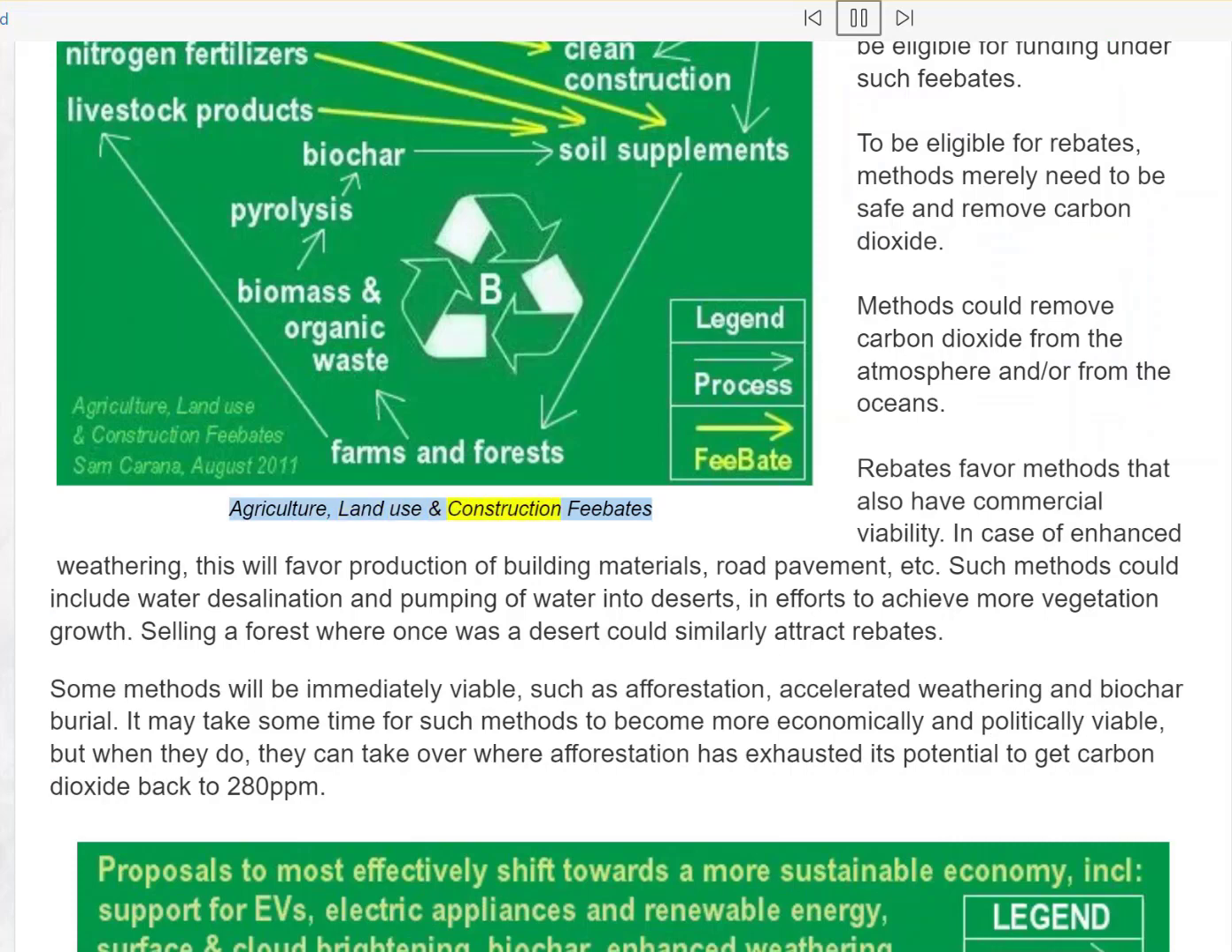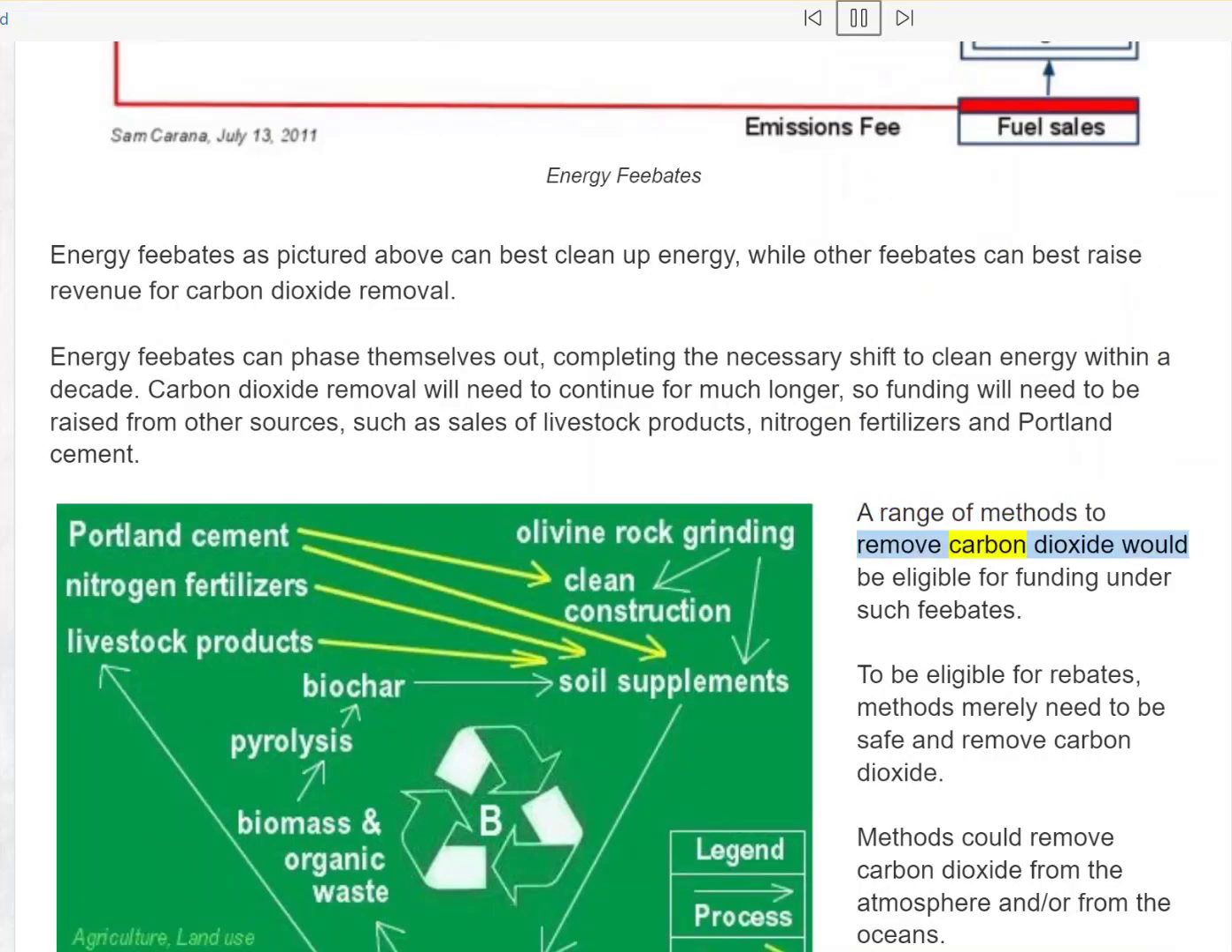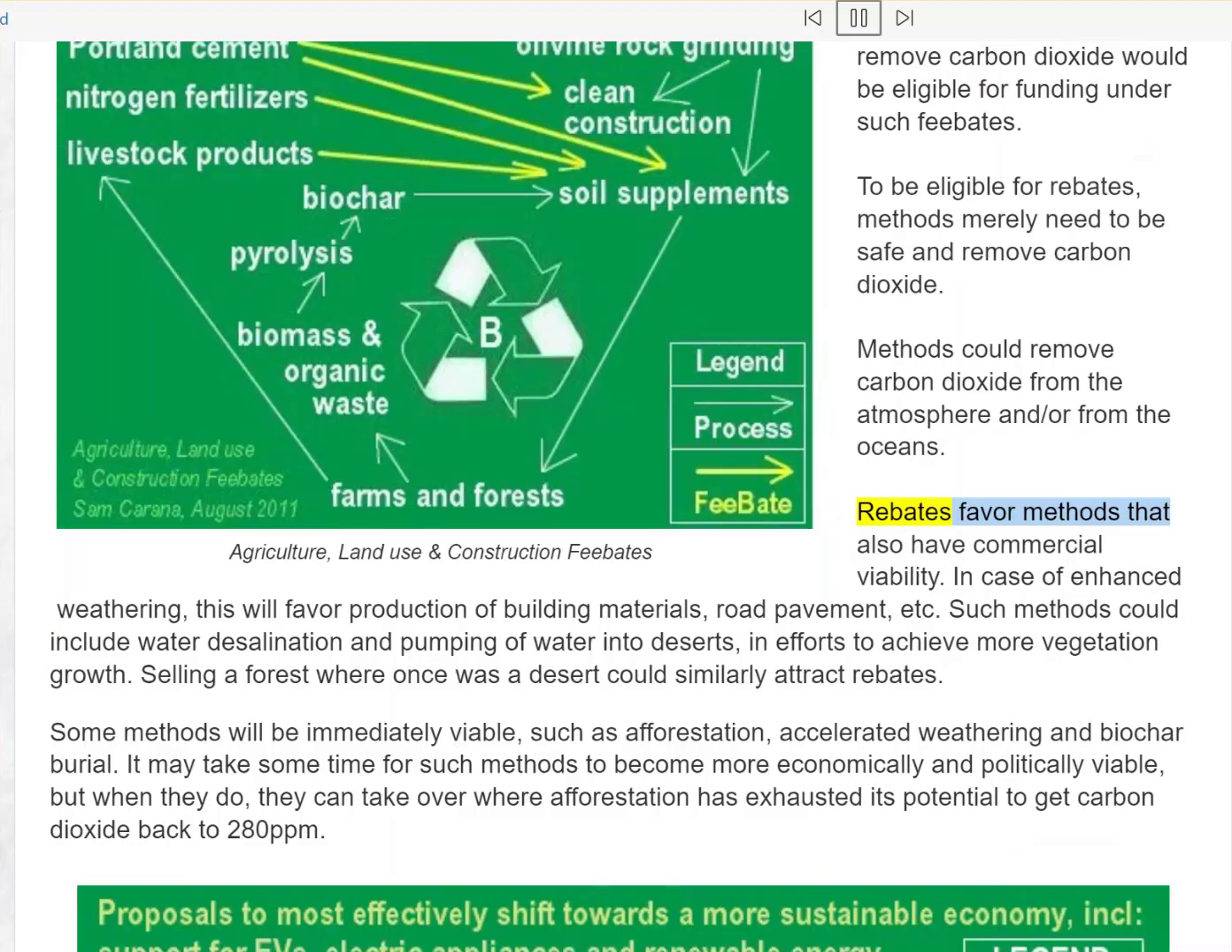Agriculture, land use and construction rebates. A range of methods to remove carbon dioxide would be eligible for funding under such rebates. To be eligible for rebates, methods merely need to be safe and remove carbon dioxide. Methods could remove carbon dioxide from the atmosphere and/or from the oceans. Rebates favor methods that also have commercial viability.